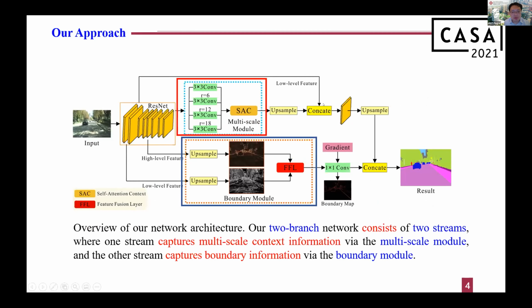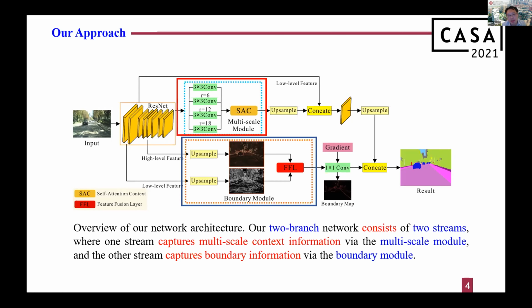This is the overview of our two-branch network architecture. You can see that there are basically two parts, the top part and the bottom part. The top part is the multi-scale module. The bottom part is the boundary module. The multi-scale module basically uses an attention mechanism, especially the self-attention context, which we call SAC. The boundary module, the bottom one, basically uses FFL, feature fusion layer, to fuse the low-level and high-level features.